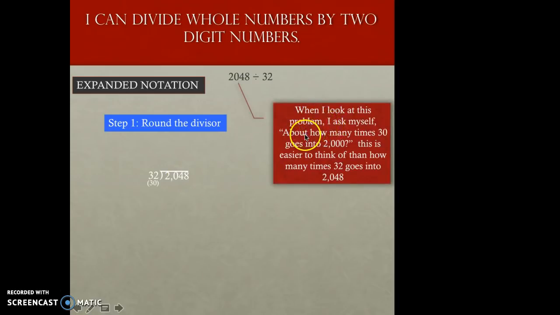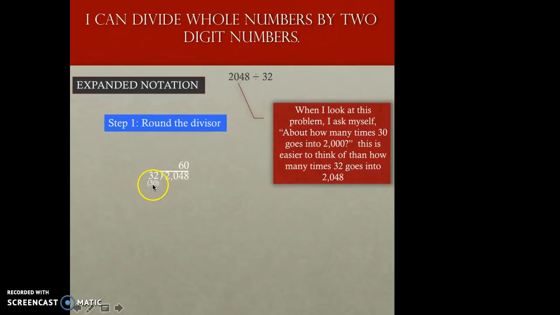When I look at this problem, I'm asking myself, how many times does 30 actually go into 2,000? I prefer to look at it as 200 and then add a 0. So I know that 6 times 30 is 180. And since I've got that extra spot there, I'm actually going to be using 60. So I know there's about 60 30s in 2,000. That's what this is about over here.